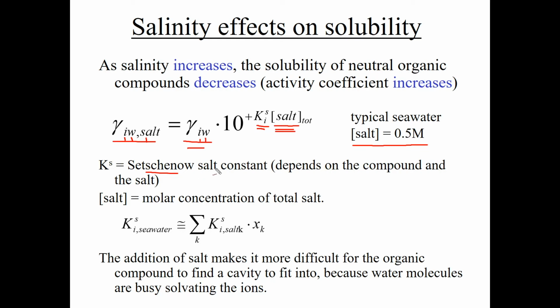But the point is also that the difference here, and we're going to do some calculations and we'll see that this is true, the change in the activity coefficient is usually not huge. So the difference between 0.51 molar and 0.49 molar salt concentration is trivial. So, you know, oceanographers get very excited about tiny differences in salinity. They're not going to matter for this equation. All right, so it turns out that the Setschenow constant of a compound in seawater is basically a weighted average of its Setschenow constants with all the salts that are in the seawater, multiplied by the mole fraction concentration of those salts.